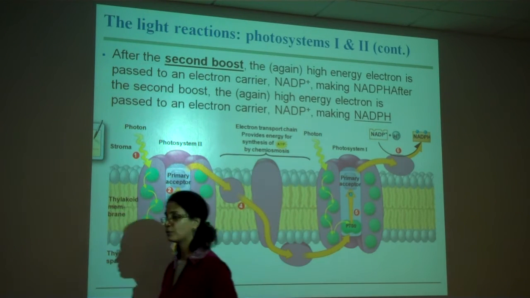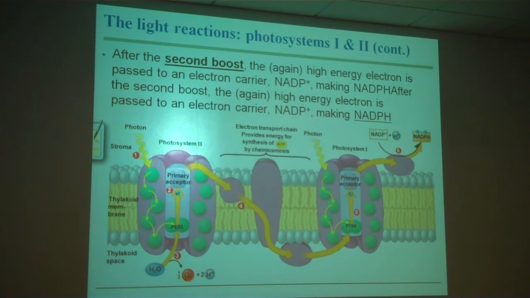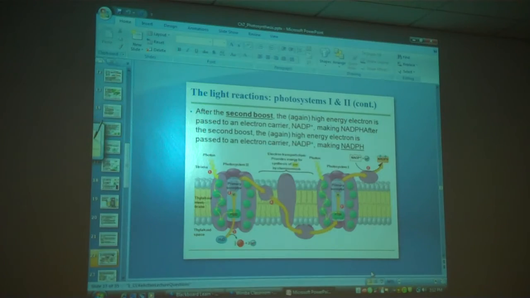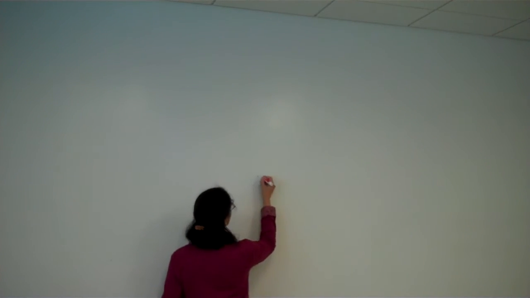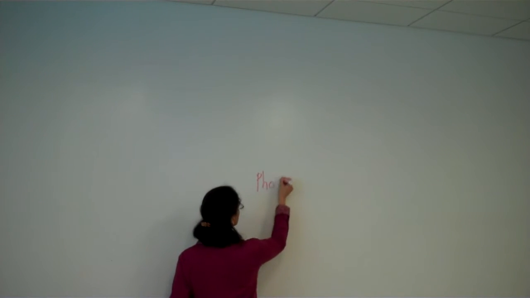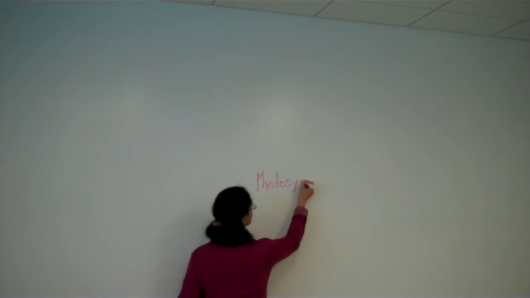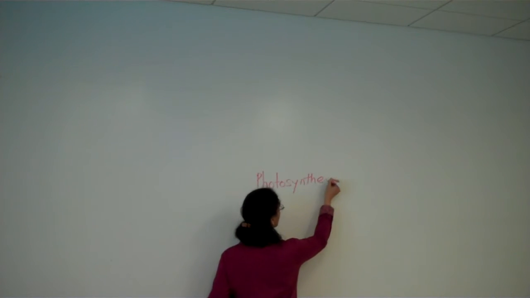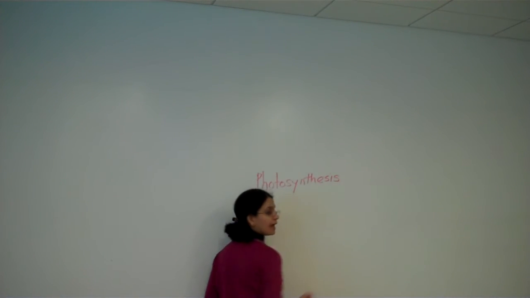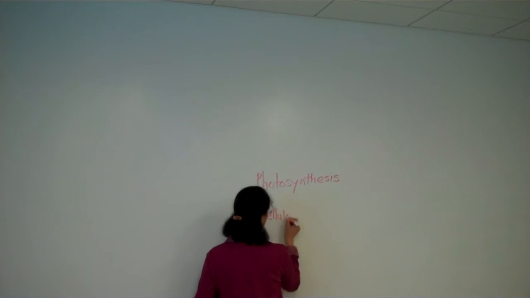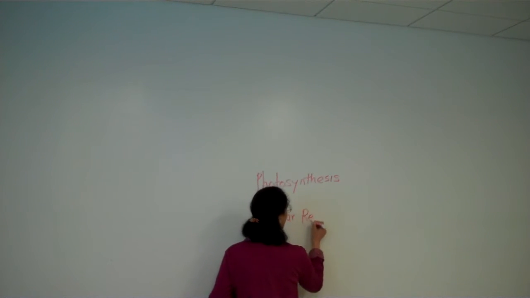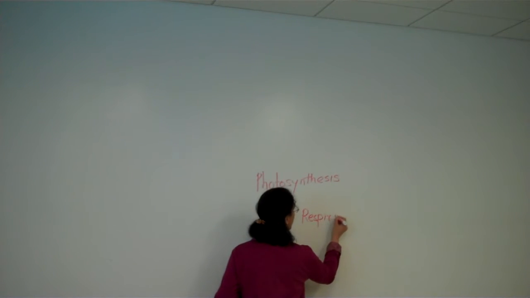We are going to talk about chapter 7, which is on photosynthesis. To go on to chapter 7, photosynthesis, I am going to just tell you the basic steps. So photosynthesis and cellular respiration are exactly opposite processes.